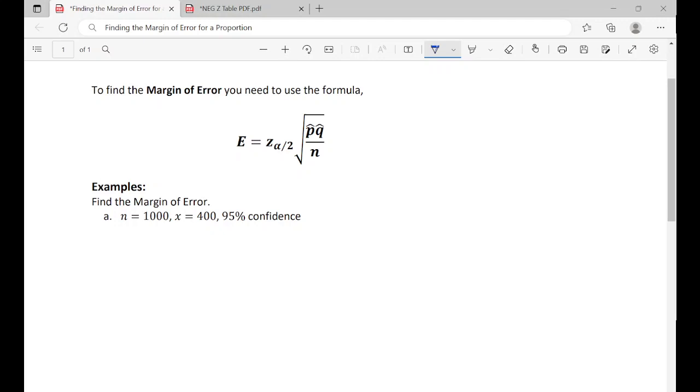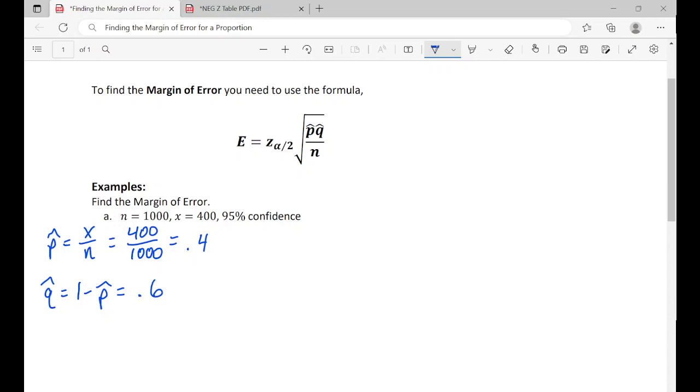We're going to find the margin of error where we know that N is 1,000, X is 400, and we have 95% confidence. So we have to find our P hat. Now P hat is easy to find. It's just going to be X over N. So in this case, it's 400 over 1,000, which is 0.40 or 0.4. And by extension, Q hat is 1 minus P hat, which is going to be 0.60.